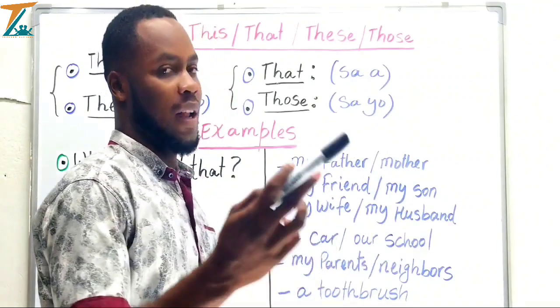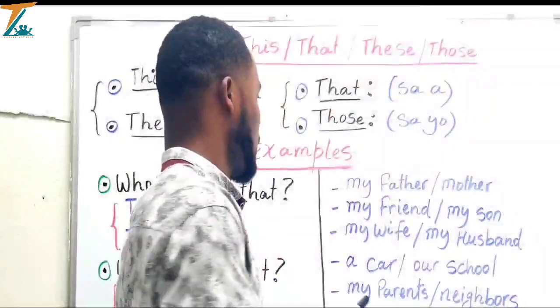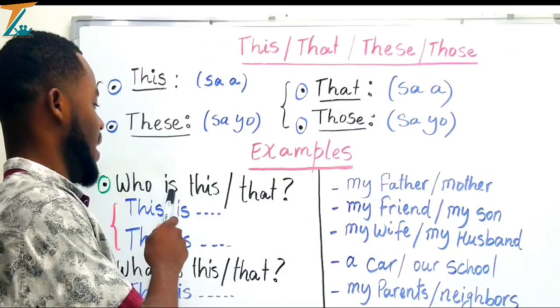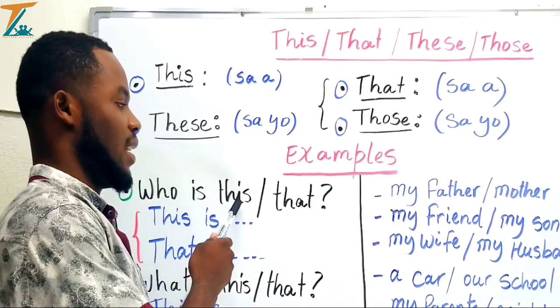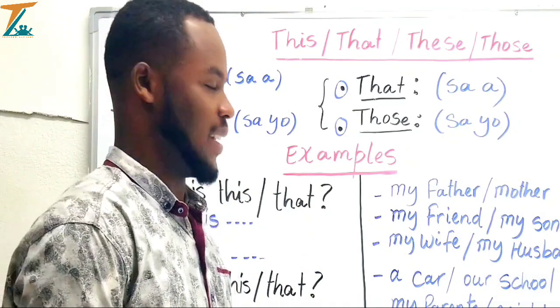Okay? So, let's dive into these examples. We have the first question. Who is this? Who is this?